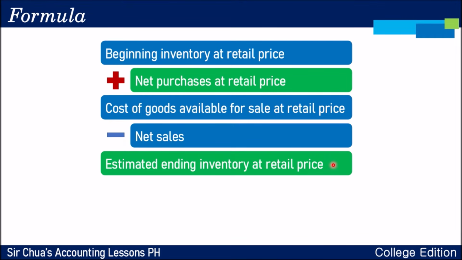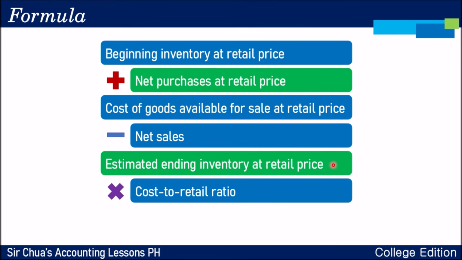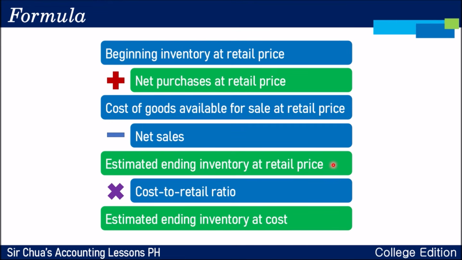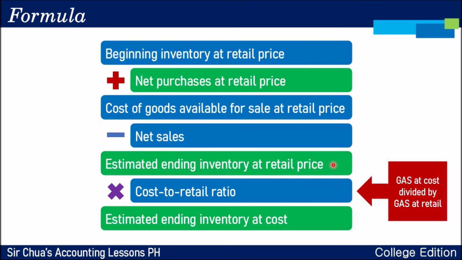Okay? You will get your estimated ending inventory at retail price. Paano natin ngayon makukuha yung ending inventory, yung mismong cost niya? So, you multiply it by the cost to retail ratio. Paano kunin yung cost to retail ratio? Mamaya malalaman nyo sa ating mga calculations, and that is your ending inventory at cost. Paano kunin ang cost to retail ratio? Goods available for sale at cost divided by goods available for sale at retail prices.